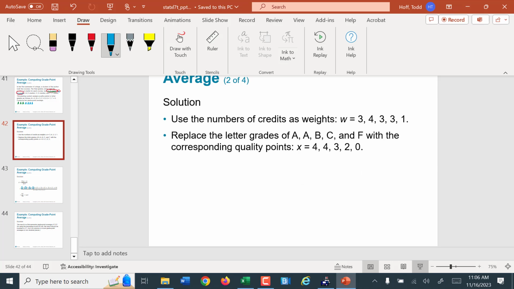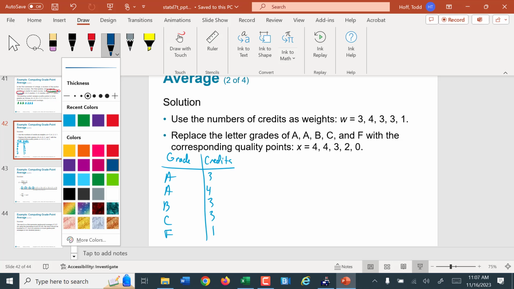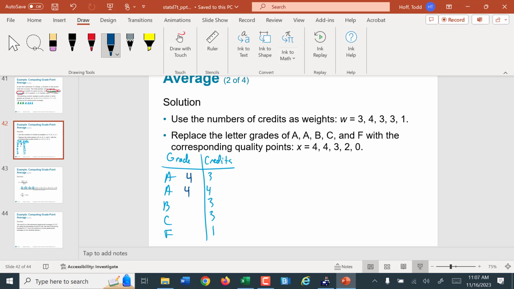Let's simply look at it like this. I'm going to do a table where I have the grade and the credits. So we have an A for 3 credits, an A for 4 credits, a B for 3 credits, a C for 3 credits, and an F for 1 credit. Well, the A is a GPA of 4, a GPA of 4 for that A as well. A B is a GPA of 3, a C is a 2, and an F is a 0.